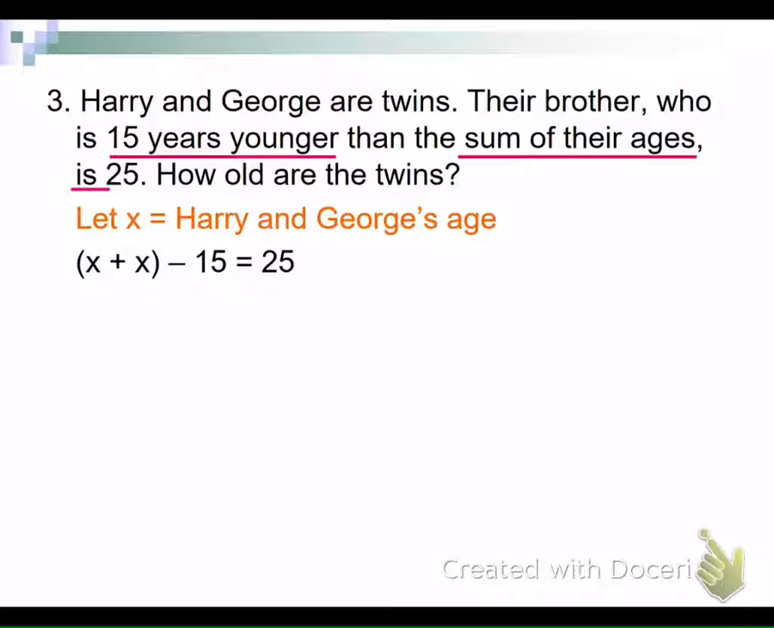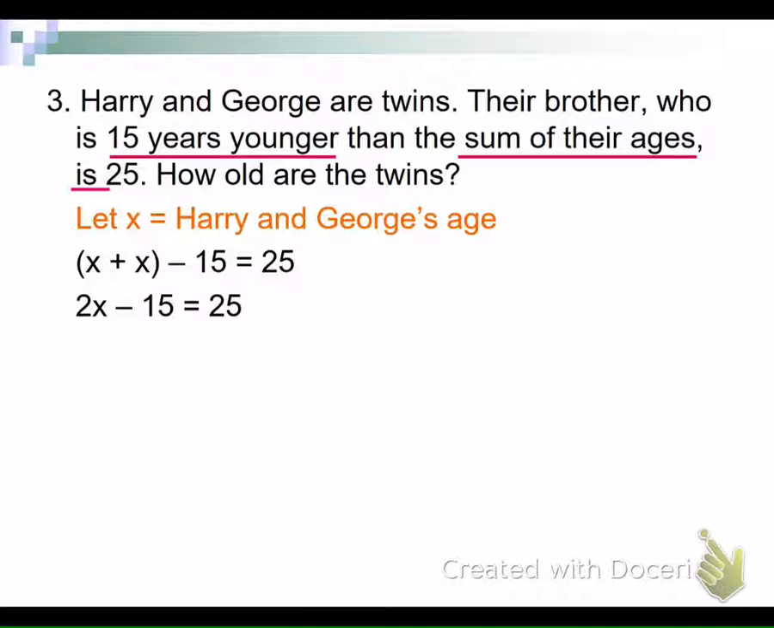So they want the sum of the twins' ages. So I'm going to use x; if you want to use A for age or T for twins, you can. So when you take the sum of their ages, the brother's 15 years younger than that. So you can subtract 15 from their sum. I've seen people set this up where they start the 15 on the other side. They're like, okay, if he's 15 years younger, if you start with his age and you add 15, you'd get the sum of the twins' ages, you know what I mean? So it just sort of depends where you want the 15 to be.